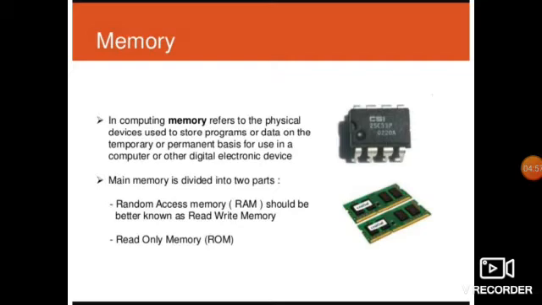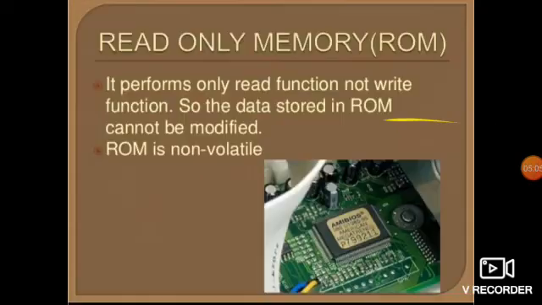Main memory or the primary memory is divided into two parts: random access memory and read only memory. Read only memory, ROM. It performs only read functions, not write functions. So the data stored in ROM cannot be modified. ROM is non-volatile memory.